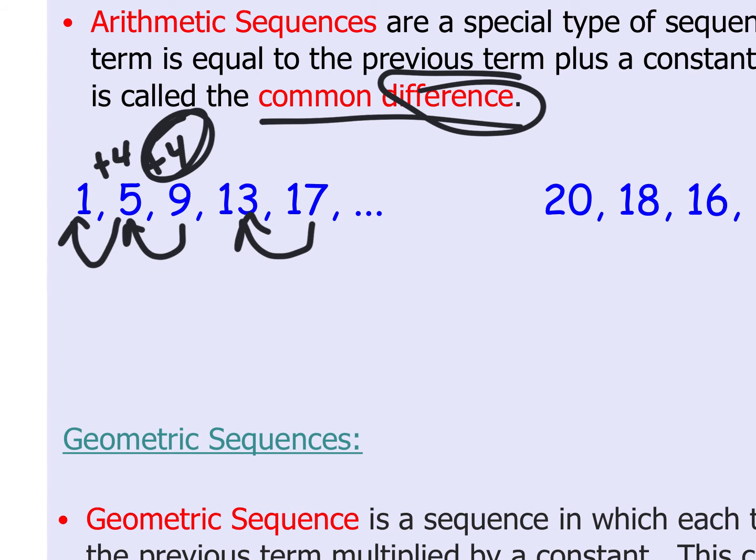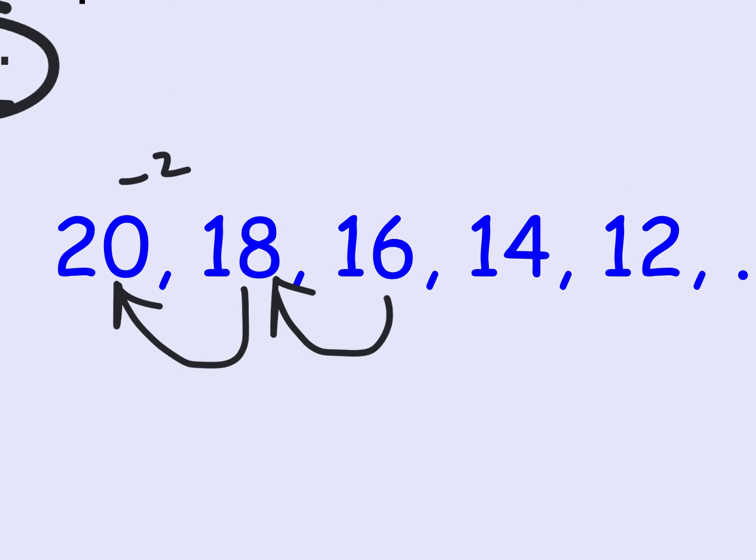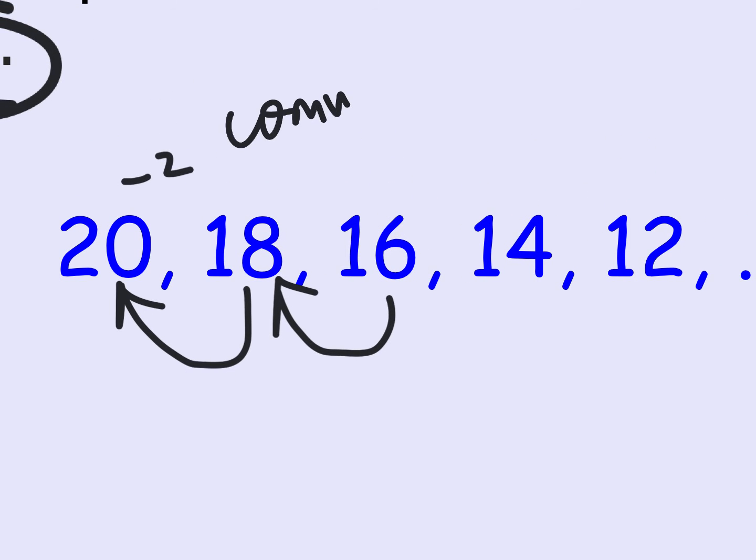What's the common difference here? Well, I know it's subtracting 2 each time. Is 18 minus 20 negative 2? Look at that, the common difference again. The difference means subtract. 16 minus 18, it's negative 2. So negative 2 is the common difference.